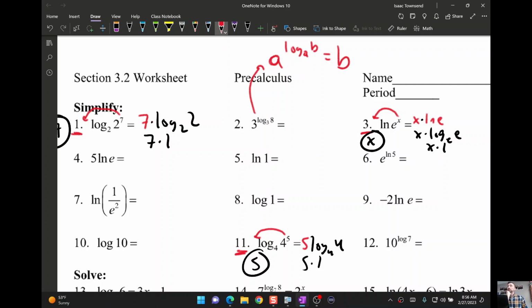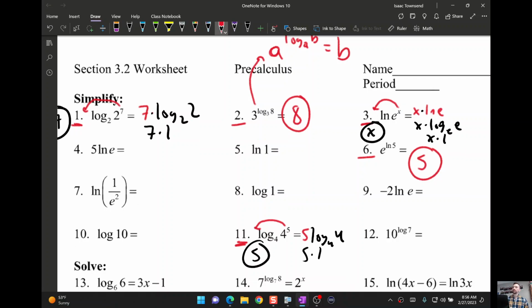Again, I promise to show you why that works when we get closer to the test, if you would like me to. But these are easy questions, you just have to make sure that you recognize the pattern. 3 to the log base 3 of 8 is just going to be 8. As long as that 3 and that 3 are the same, it doesn't matter. This comes up again in question 6, because this is e to the log base e of 5. So all of that's just going to simplify to 5.